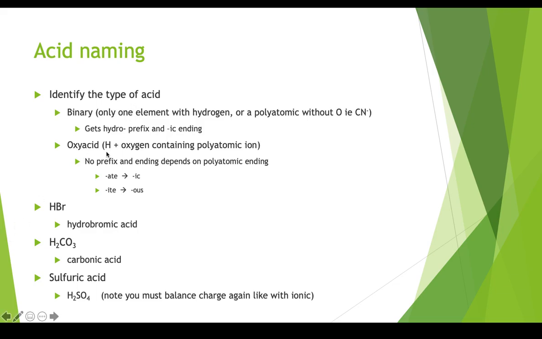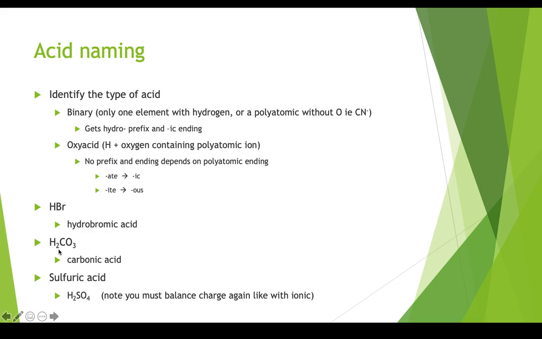For our oxyacids, there's no prefix on them. So that's how we differentiate between these two immediately in the naming process. Additionally, the ending of the acid name depends on the ending of the polyatomic ion. If our polyatomic ends in ate, we'll get an ic ending for our acid name. If the polyatomic ends in ite, we'll get an ous ending in the acid name.